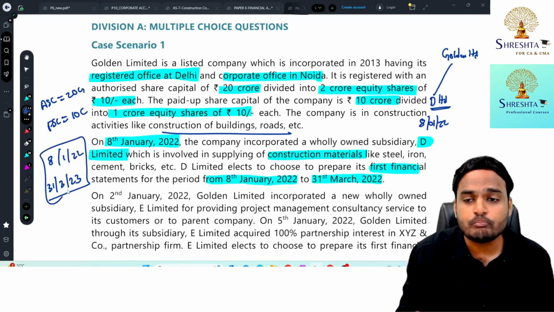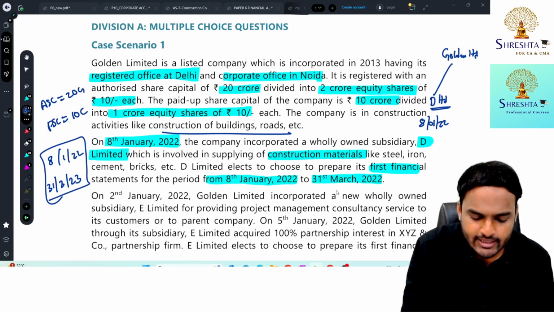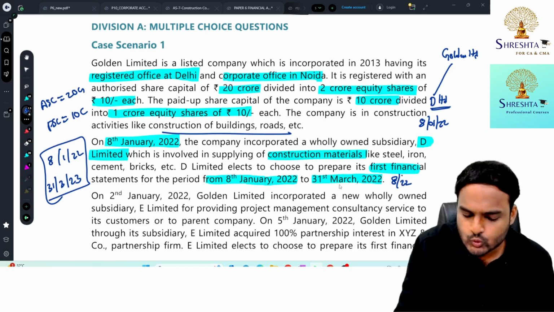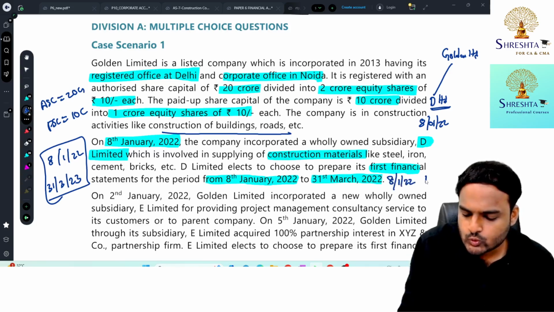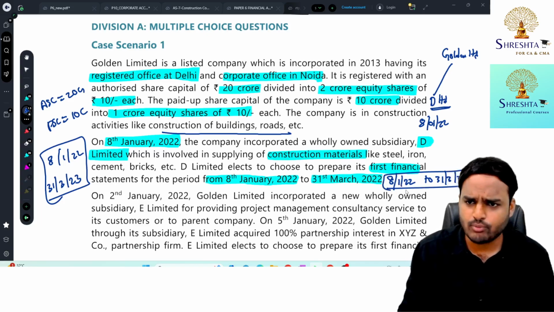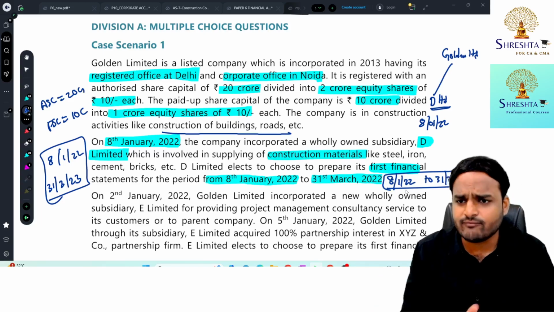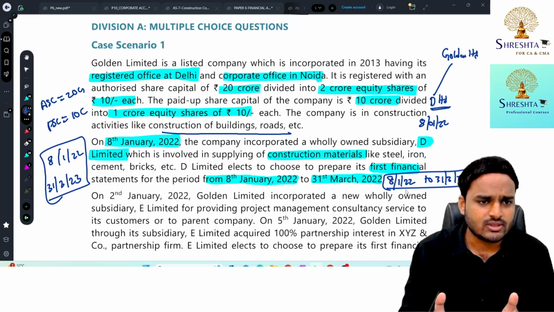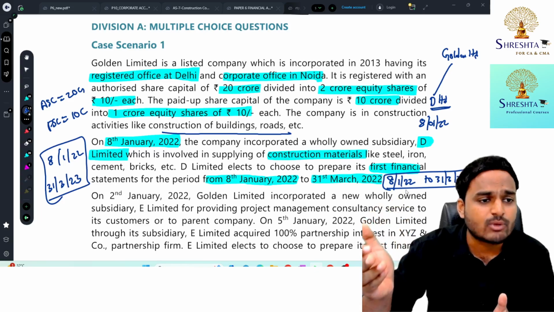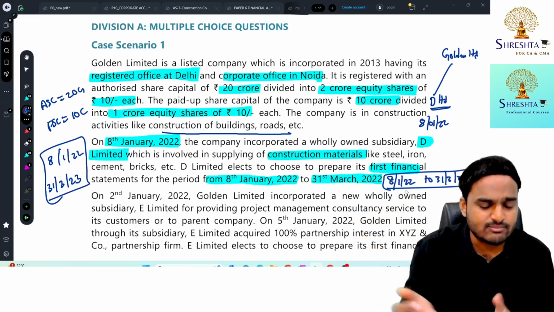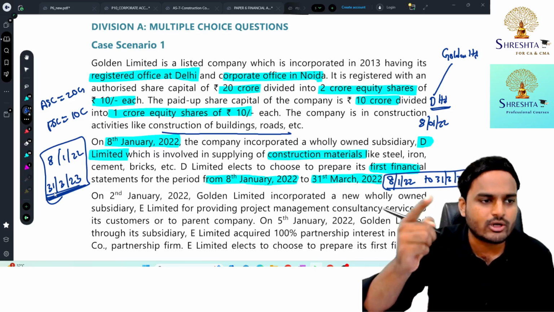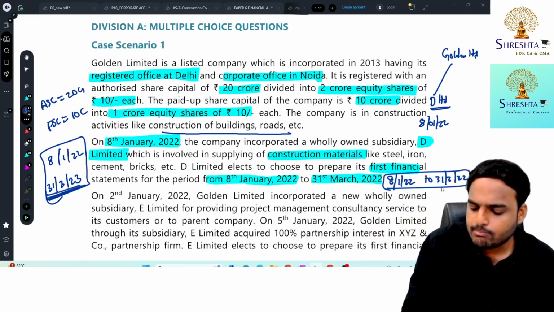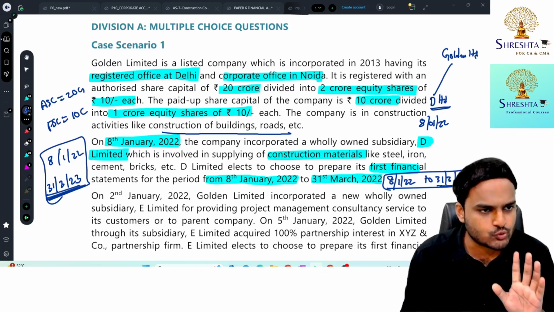However, company decided to prepare its financial statements for the period 8th January 2022 to 31st March 2022. Possible, sir? Yes, possible. If company wants to follow it, it can follow. No problem, no deviation. Understood? It can't extend the period beyond 31st March 2023. Maximum financial year closure date shall be 31st March 2023. It can't go beyond that. But it can prepare financial statements up to 31st March 2022. There is no issue.